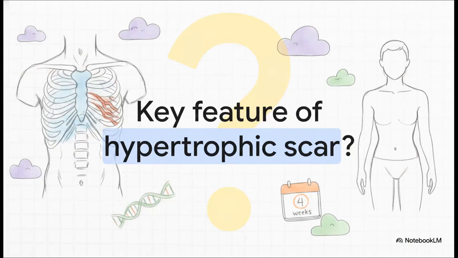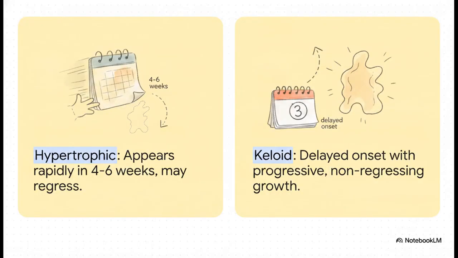Question 27. What is the key feature of a hypertrophic scar? A, female predominance. B, genetic predisposition. C, the sternum is a common site. D, it appears within 4 weeks. Or E, it never regresses. And the correct answer is D, it appears within 4 weeks.